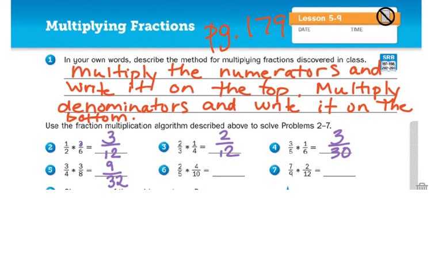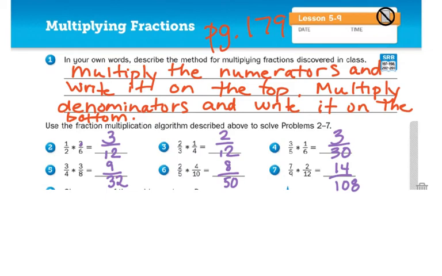Number 6, 2 times 4 is 8, 5 times 10 is 50. Number 7, 7 times 2 is what? 14. And those 12s, they expect 5th graders to have those mastered. 9 times 12 is 108.